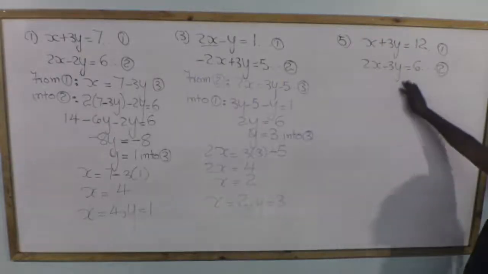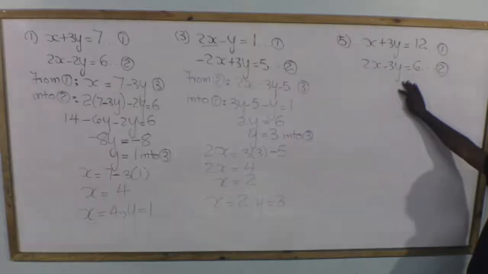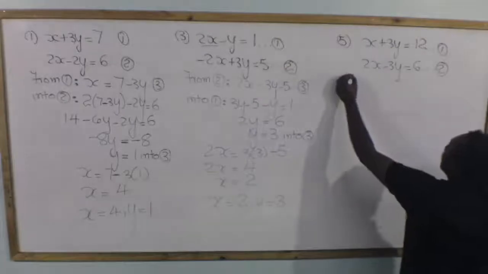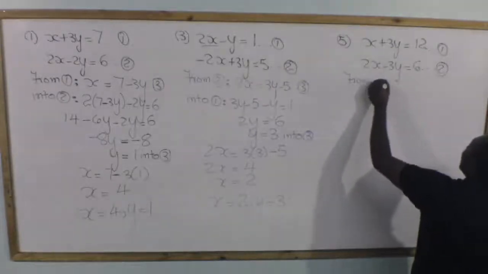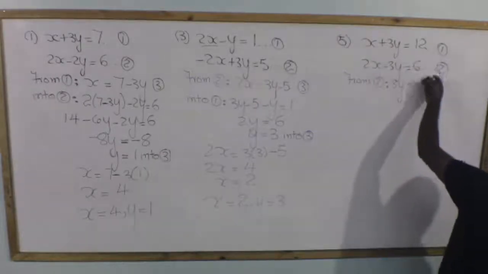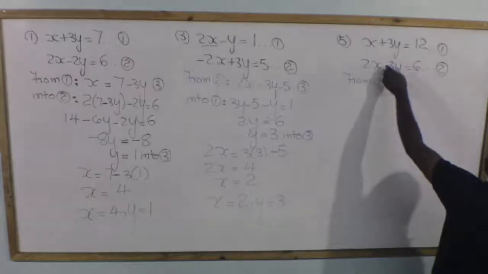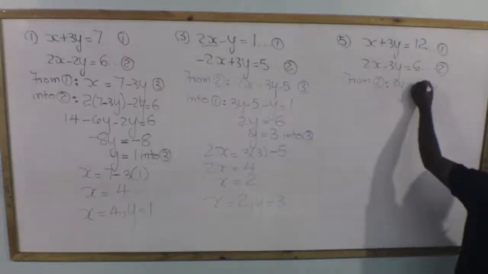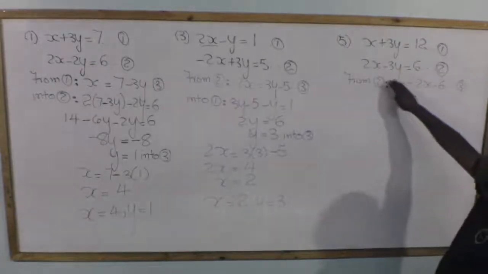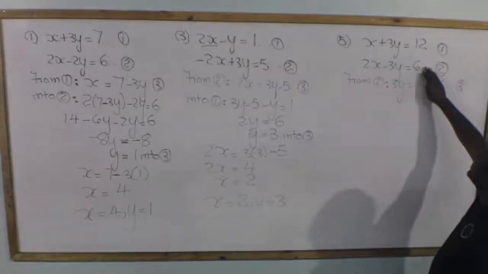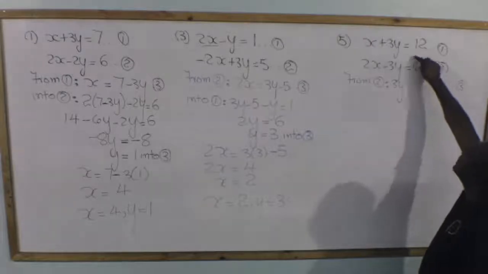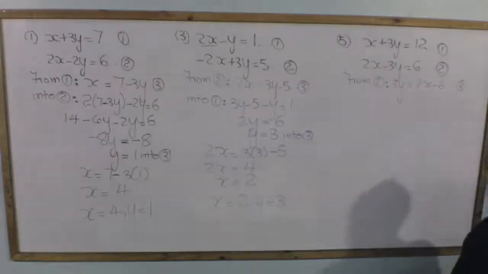We could do the same trick right here with the 3y. Substitute for 3y and see if it shortens the working. So we're going to go again from equation 2. 3y is going to be positive. Then we eliminate by subtraction: 2x minus 6. So positive 3y is going to be 2x minus 6.